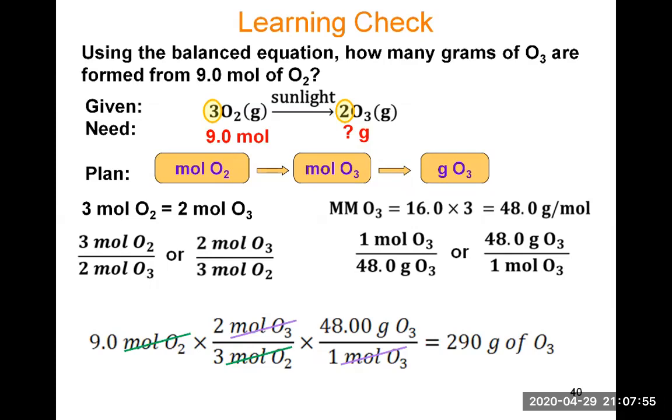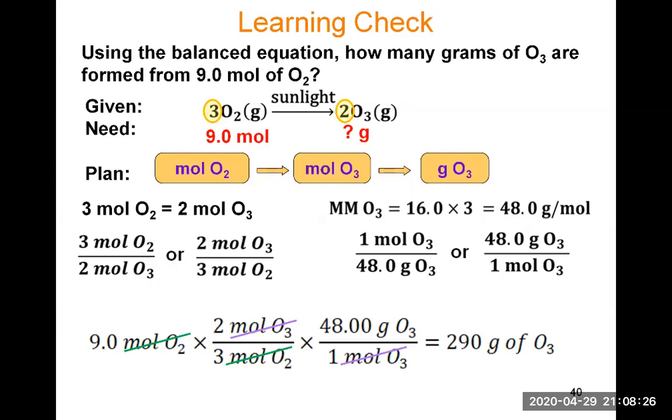And in the calculator, you do 9.0 times, so let's multiply all numerators together first, so times 2 times 48.0, and then divide by each denominator. And here there's only one that is worth typing. So divide by 3 equals. So the calculator answer is 288 grams of O3.